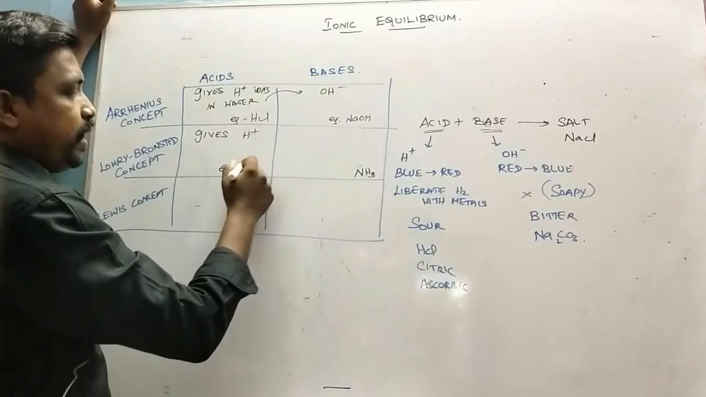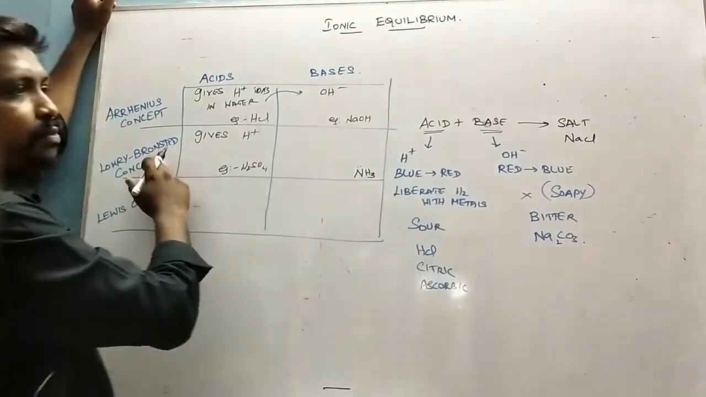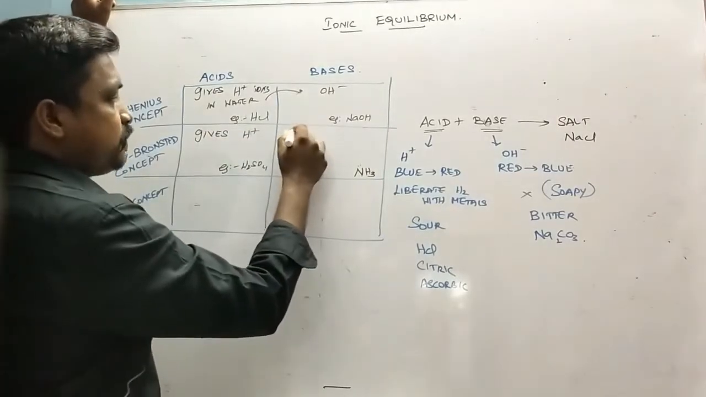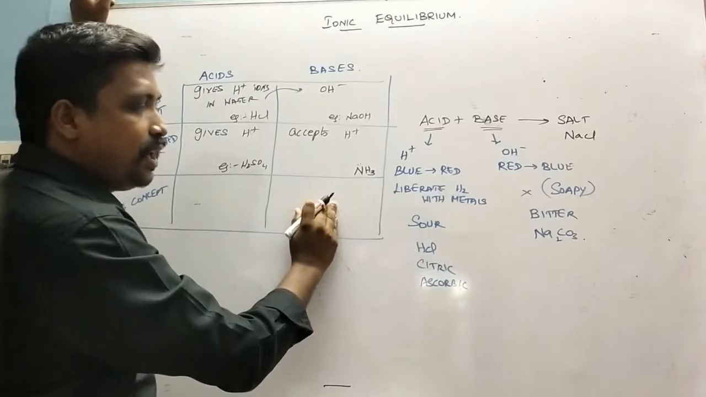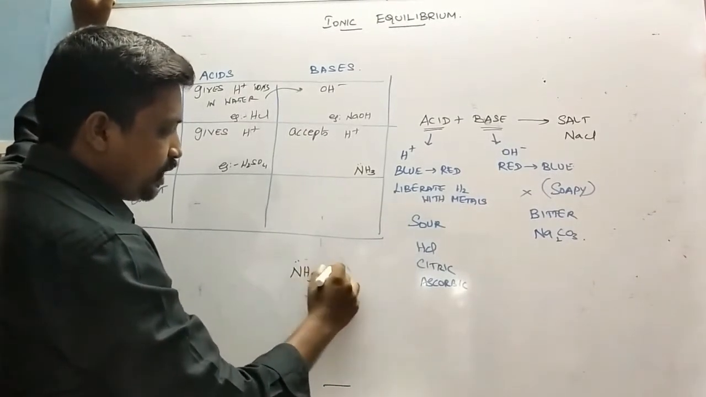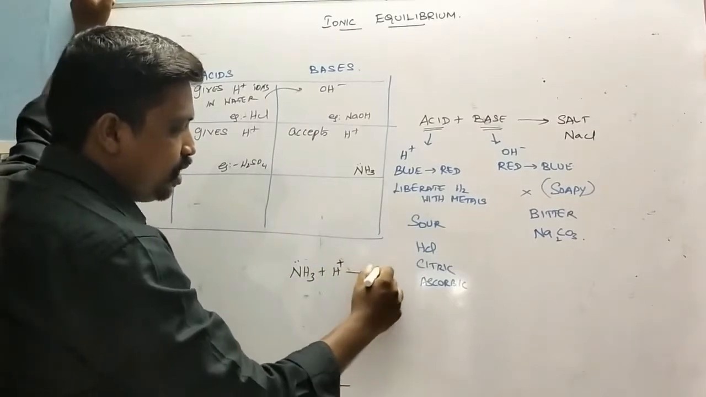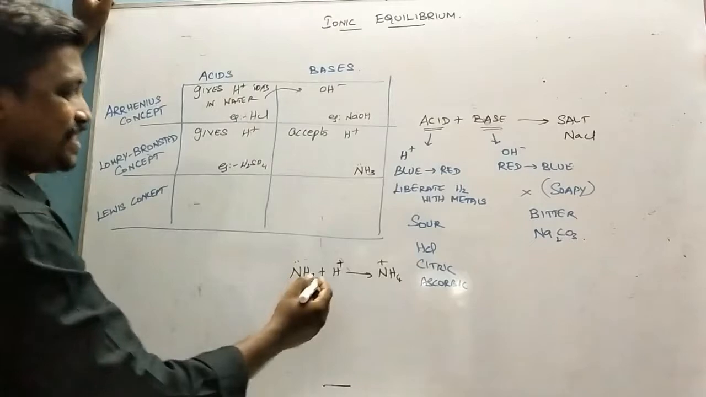Example, hydrochloric acid, sulfuric acid, etc. Right? What are bases? According to the Lowry-Bronsted concept, bases are the substances which accept H plus ions. Example, ammonia can accept an H plus ion and form the ammonium ion.